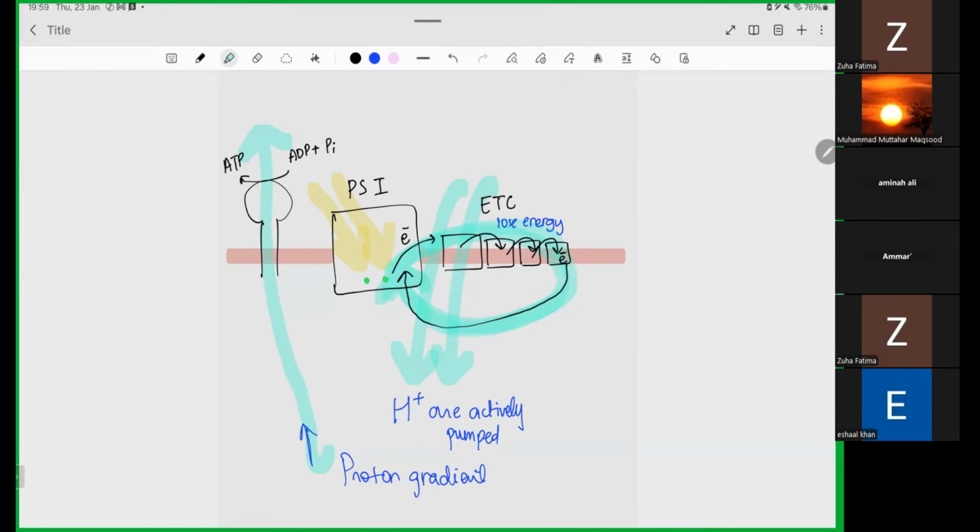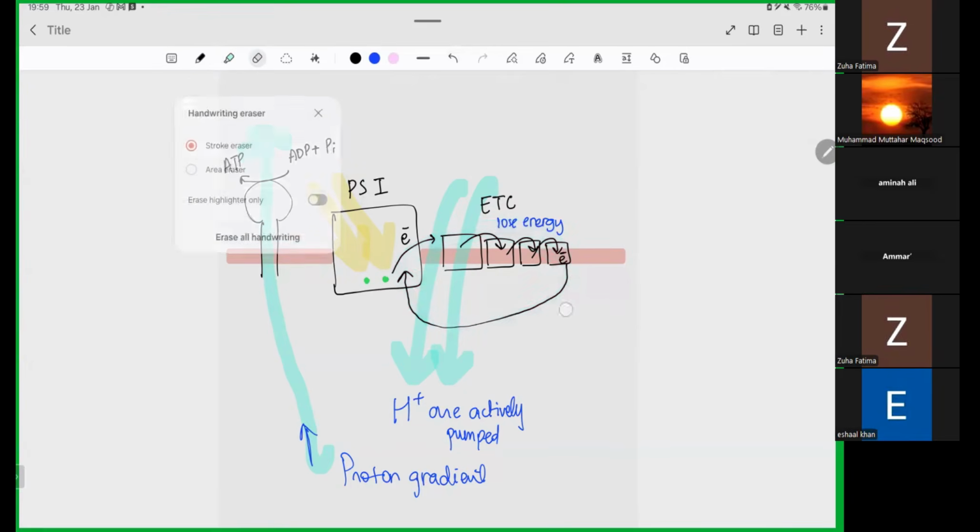And in cyclic photophosphorylation, only ATP is made. No oxygen is formed, no reduced NADP is formed. There is only ATP made in a cyclic photophosphorylation process. Is this clear? Any questions about cyclic photophosphorylation? The electron re-enters back into photosystem 1.